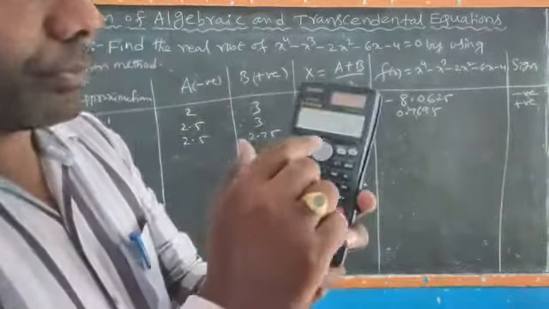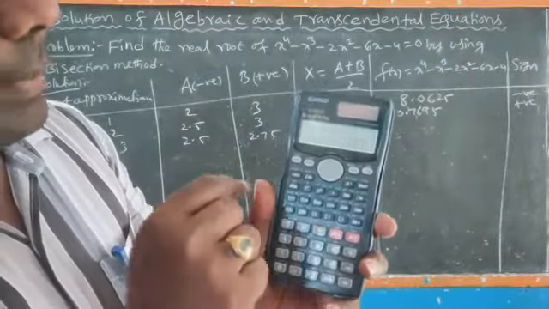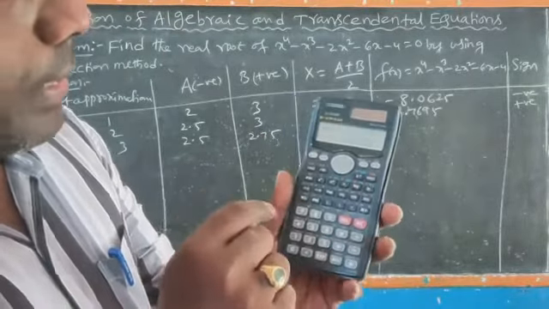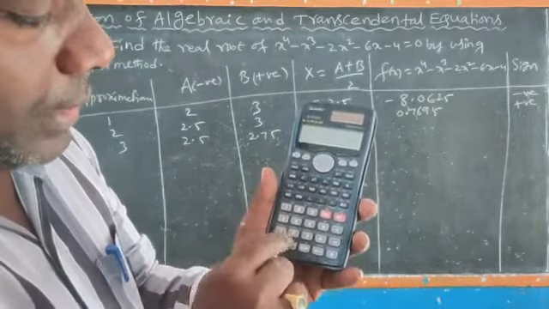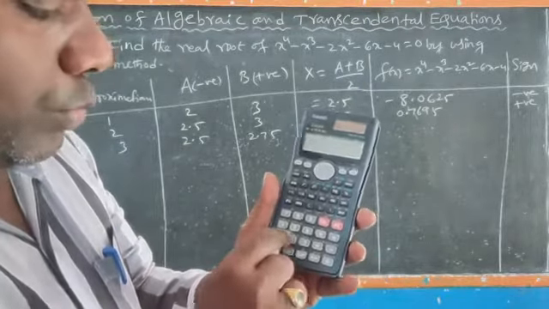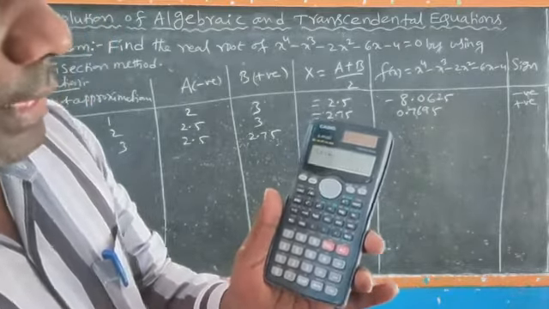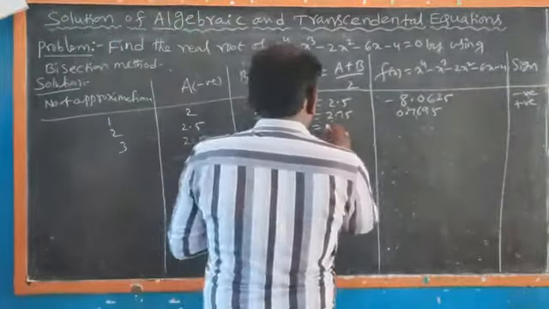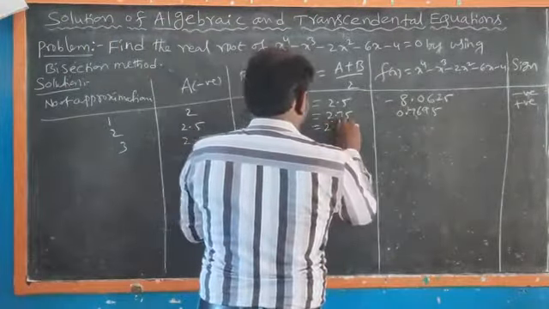Now go back to the bisection method formula in the calculator: a is 2.5, b is 2.75, then we get 2.625.